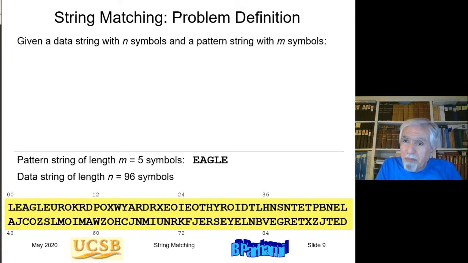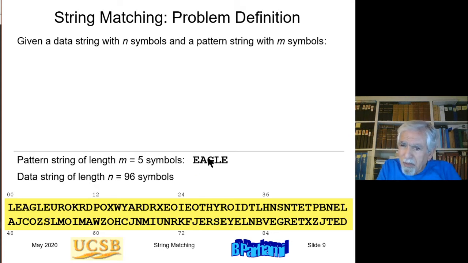Okay, so what is the problem of string matching? String matching is a problem in which we are given a data string with n symbols and a pattern string with m symbols. Typically, m is much smaller than n. And I want to find that pattern string in the data string, if it exists. So this is basically one of the one-dimensional versions of the puzzle that we had before.